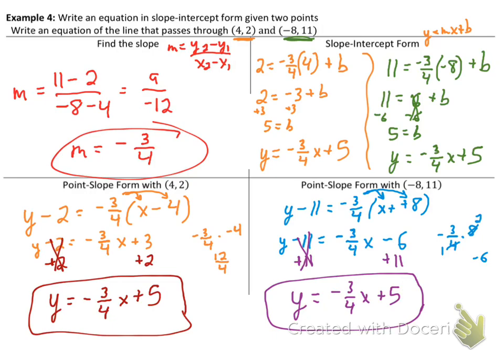So you'll notice, guys, it does not matter which method you use to write this equation. I don't care. You can use slope-intercept form. You can use point slope form. As long as you show your work, you're being careful with your pluses and your minuses, and you're careful with your distributing and all that stuff, you should be good to go.